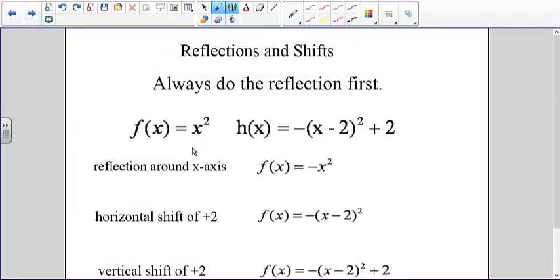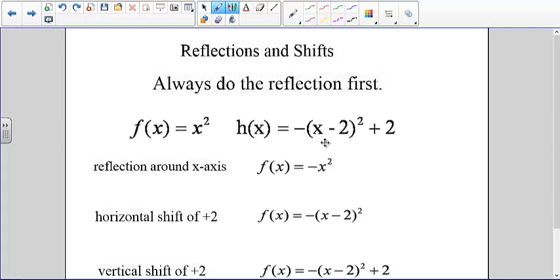Now what we have here is an example where we have both shifts and reflection in it. It says always do the reflection first. So what we have is the original parent function, and then we have this more complicated function. We have a negative inside here, which is going to affect the translation. This negative outside is going to affect the reflection.